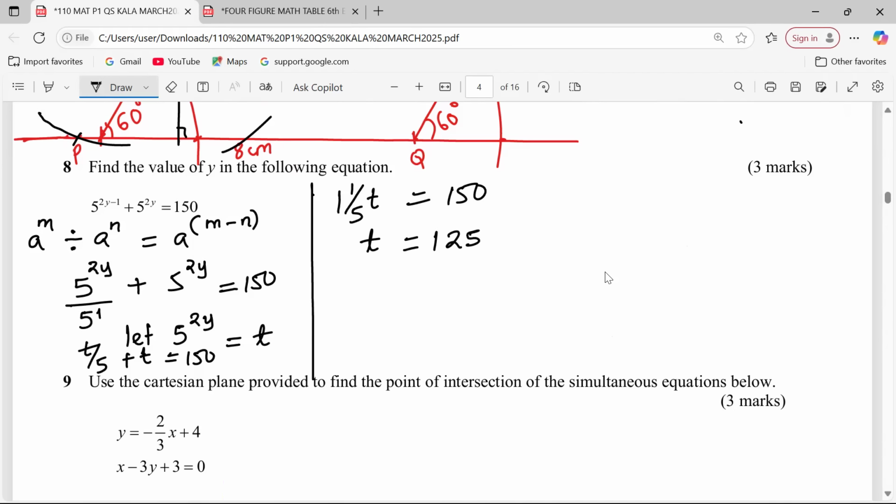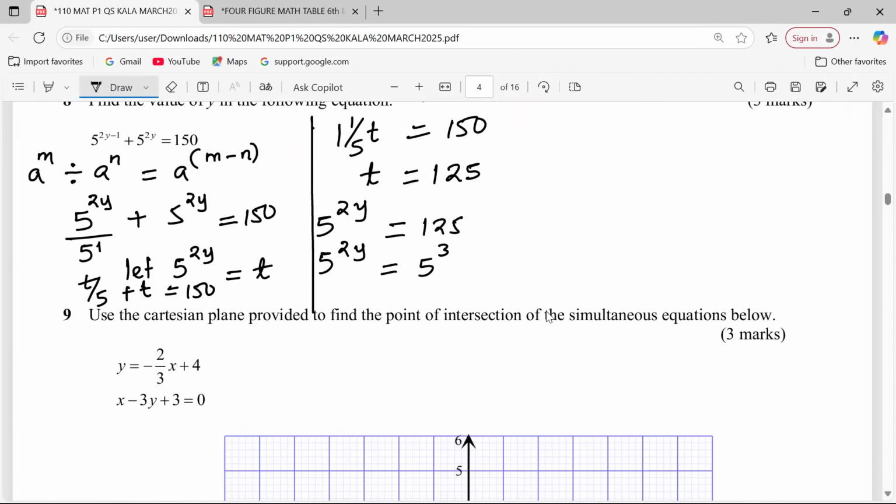So what had we let to be t? Whatever we had let to be t is 5 power 2y equals to t. And what is t? 125. So 5 power 2y equals to 5 power 3. That is after changing 125 to base 5.